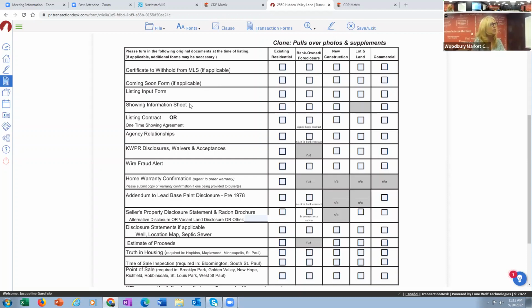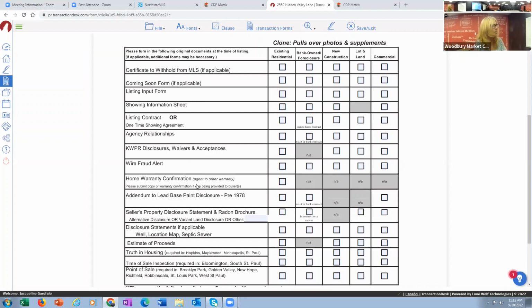Showing sheet, that's pretty simple. That's just you and your client talk about how they want to be notified for an approval or confirmation of a showing. So it's a form we have, their email, their text, they can yes or no it. I'm always copied on them. You just talk about how to show. Wire fraud is already in the listing contract, so I don't worry about that.